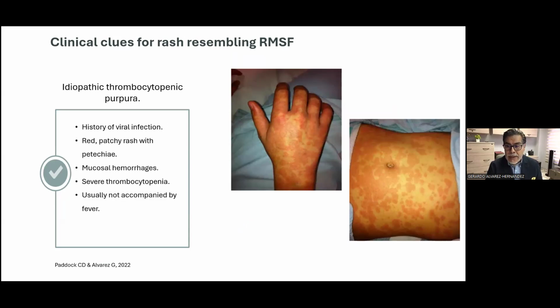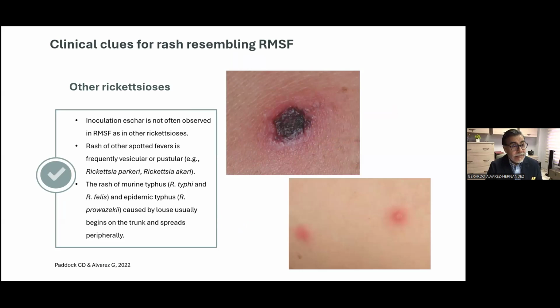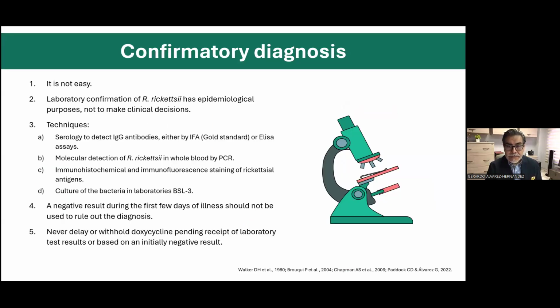ITP and other rickettsiosis, including typhus and infections by Rickettsia parkeri, also need to be considered. Clinicians face a challenge to confirm rickettsia infection. This pathogen is elusive to laboratory techniques. Because of that, it is important to emphasize that the etiological confirmation targets epidemiological purposes, but not to guide clinical decisions. Overall, we have 4 alternatives.